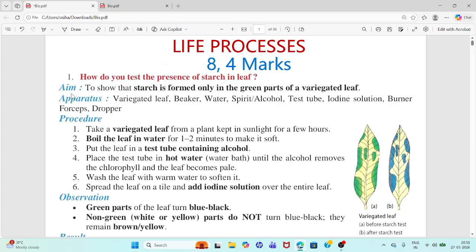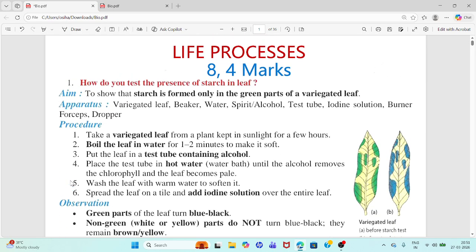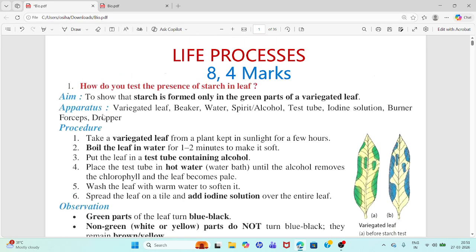To write any lab activity, these are the required side headings. You have to learn this: aim, apparatus, procedure, observation, result. So, let's start. You have to draw a diagram also.